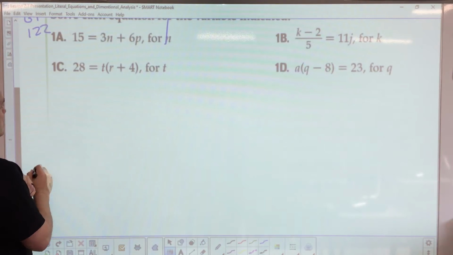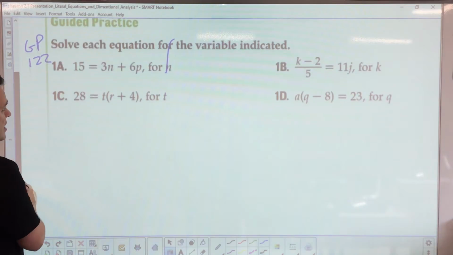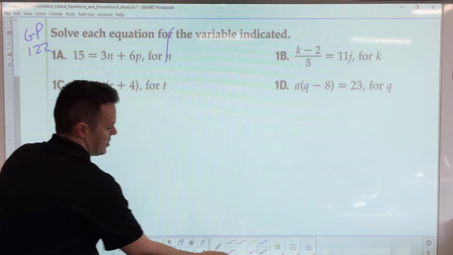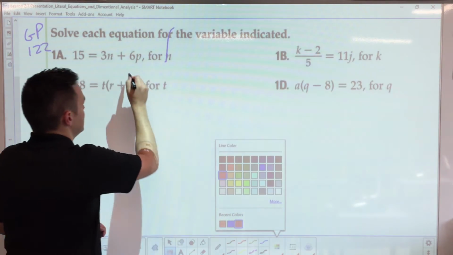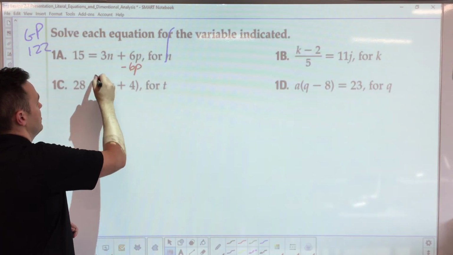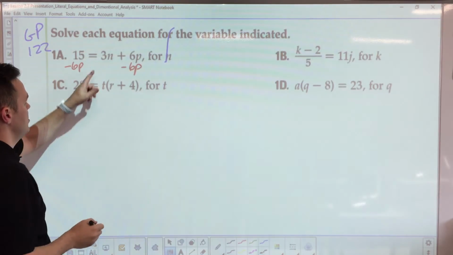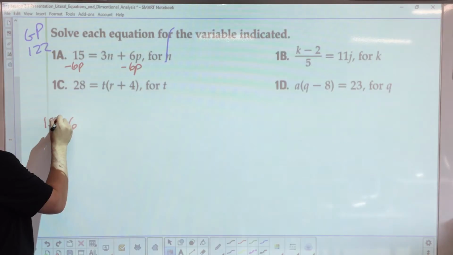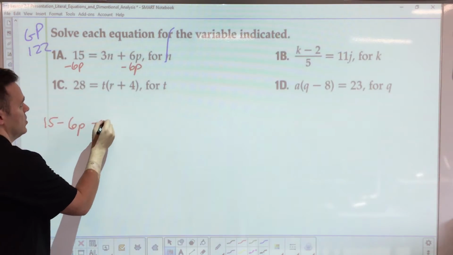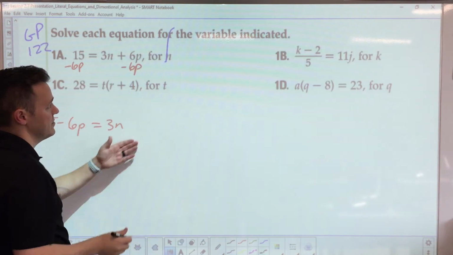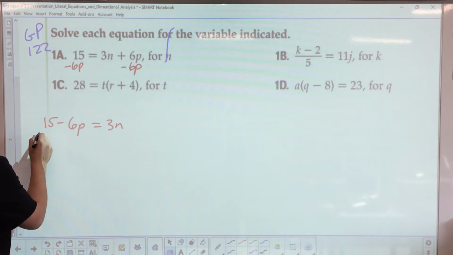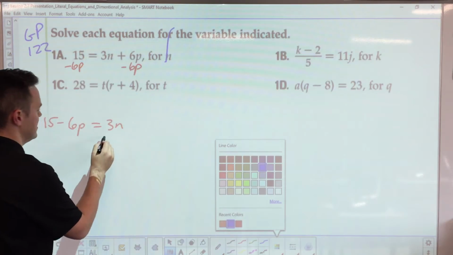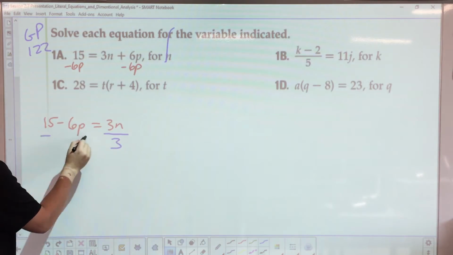So if we're looking for n, sorry, my board keeps weirding out on me. If you're looking for n on this equation, then you're going to solve and get rid of the 6p first, right? So let's get rid of the 6p. So this is going to be subtract 6p from both sides, okay? And when you do that, you're going to end up with, let's go 15 minus 6p equals 3n, okay? Hopefully everybody sees that and understands. And so in order to get rid of the n, we're going to subtract both sides, or not subtract, but divide both sides by 3.